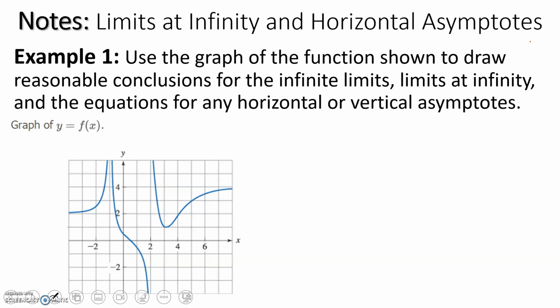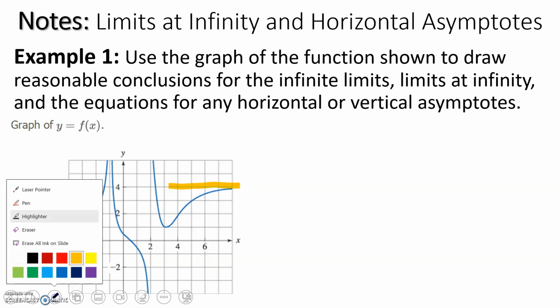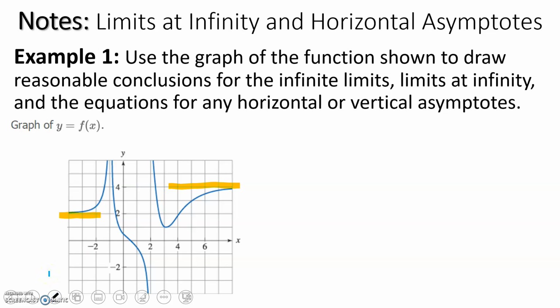Here's a graph of the function. All right, let's start by drawing in what appeared to be our asymptotes. I'm going to use the highlighter, and let's use orange for our horizontal asymptotes. It looks like we have a line here, it looks like we have one here. And then it looks like we have a vertical asymptote here and one here. Okay, now let's go ahead and write some statements for those.